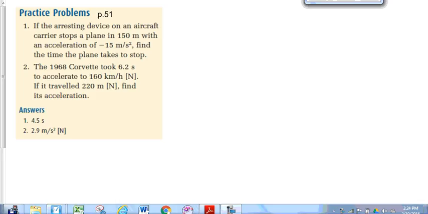All right, we're going to have a quick look at question number 1. It says, if the arresting device on an aircraft carrier stops a plane at 150 meters with an acceleration of -15, what's the time that it takes the plane to stop? Looks like we're going to have to finish it up tomorrow, okay?